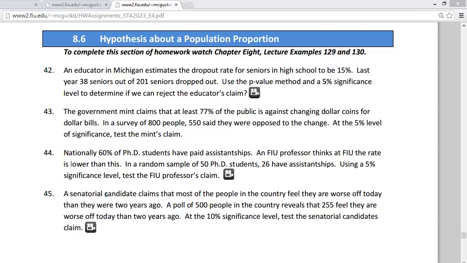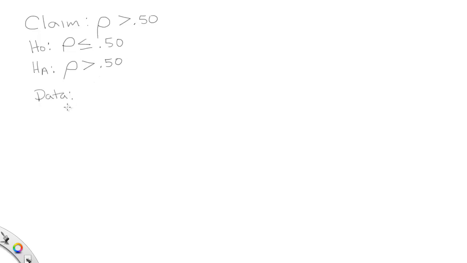Let's go ahead and begin to start the problem with that initial idea in mind. So we're going to have this claim that is going to say the proportion, or rho, is greater than 0.50. From the claim, we can always get our H0 and our HA. Looking at the symbol involved in the claim, we can see it's a greater than symbol. That means the claim and HA are the same here. And that means for H0, we will have the opposite of greater than, which is less than or equal to 0.50, the same value.